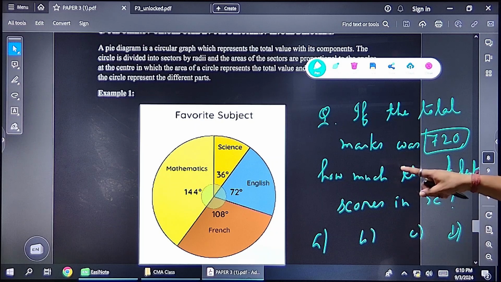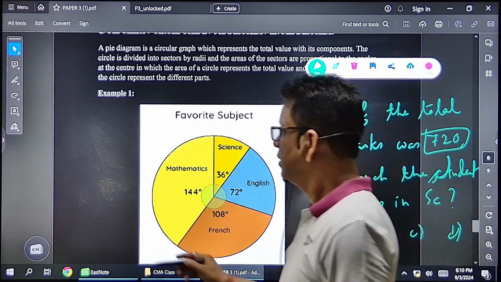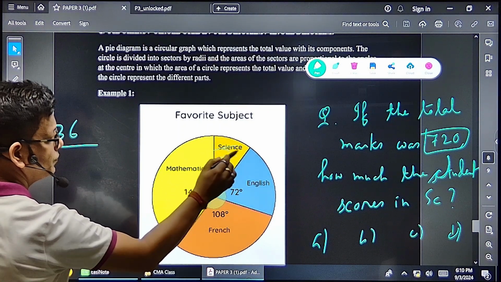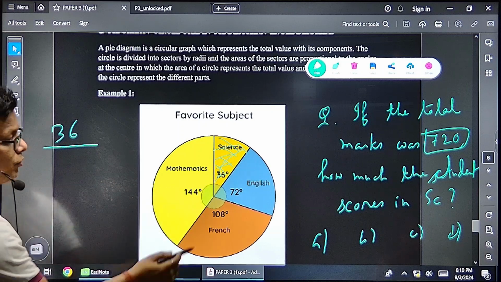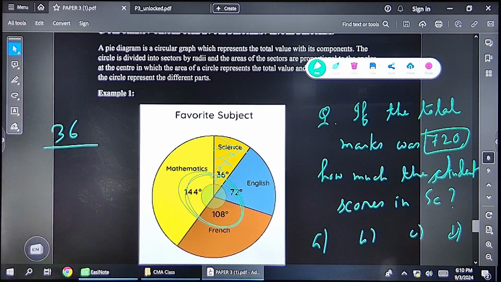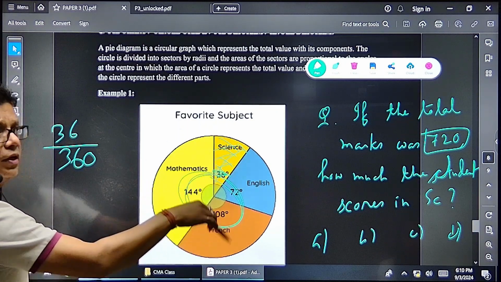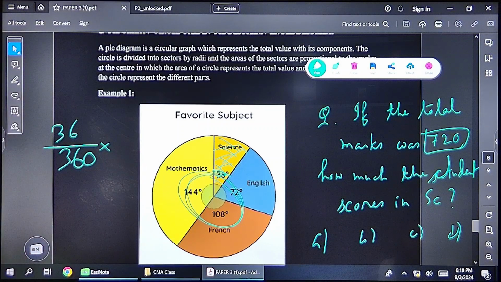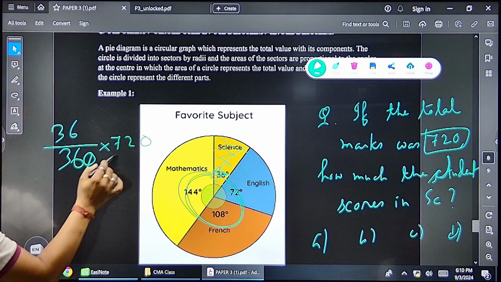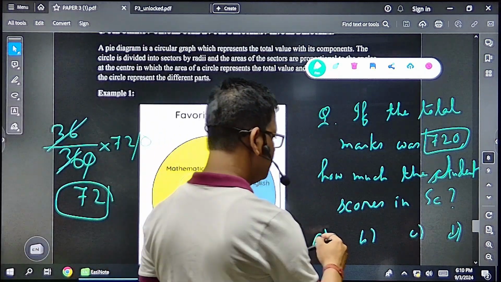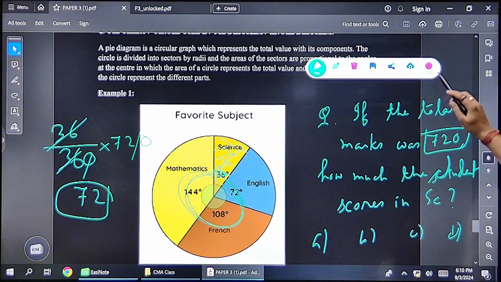What is the angle measurement for science? 36 degrees. Can you say 36 out of how much? Fractional form, the fractions concept. This is the science portion, yes or no? 36 out of the total. What is the total angle? 360 degrees. So science covered only 36 degrees out of 360 degrees, multiplied by the total marks he got, 720, right? So cancel the zeros, 36 and 36 cancel directly. So that is how much he got. Here options will be there, and you have to write the correct option. Got it?